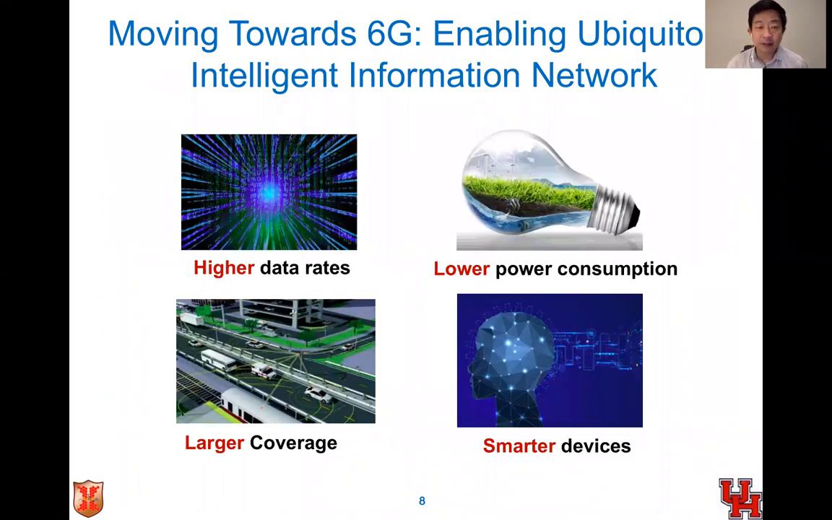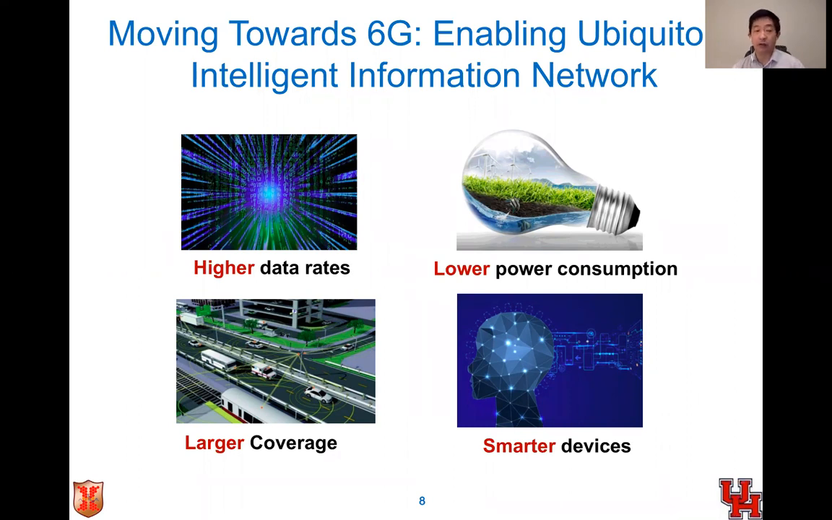And when it comes to 6G, compared with 5G, we need a higher data rate and larger coverage. This is very important because for 5G communication, in order to achieve this very high data rate, they will have a very small cell. So for 5G, the cell size is very small, but on the other hand, we also need higher coverage.